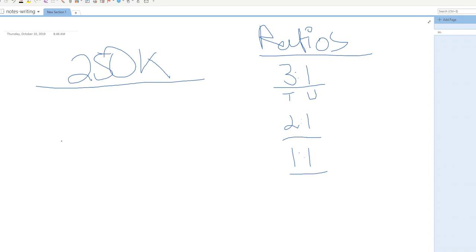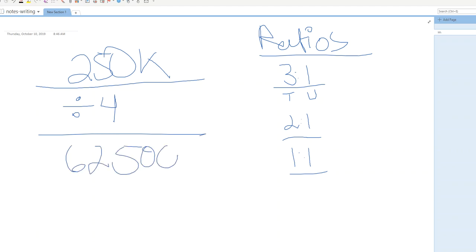So if you divide 250,000 by 4, it's going to give you $62,500. That's the one time right here. If you multiply that times 3, that's going to give you 187,500.